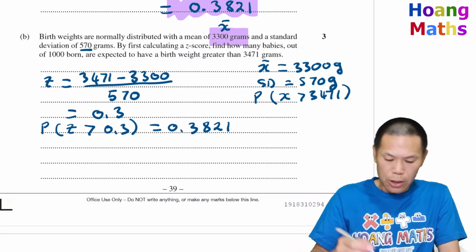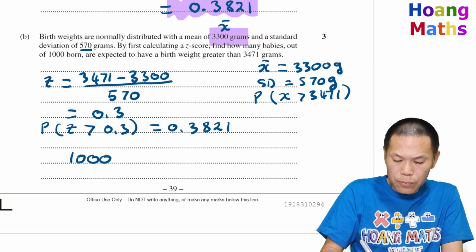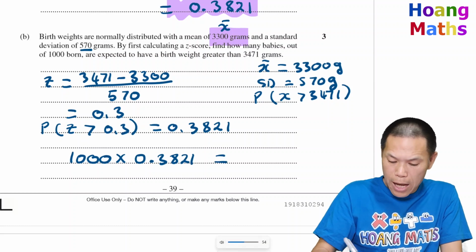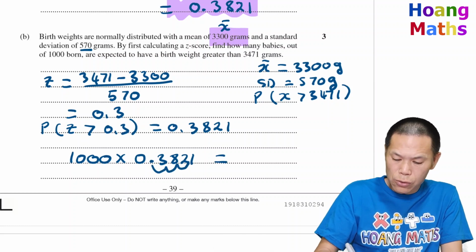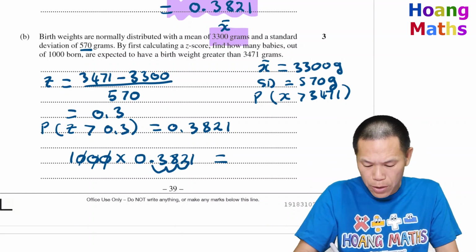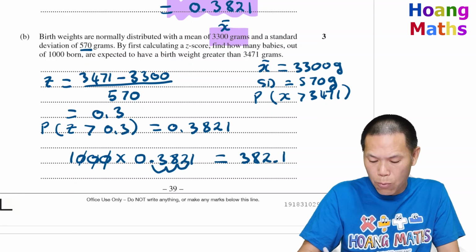Then we need to work out how many babies are expected to weigh more than 3,471 grams. So for 1,000 babies, we times by the probability, 0.3821. Move the decimal point 1, 2, 3. Otherwise, you can just put it on a calculator. So that is 382.1 babies.